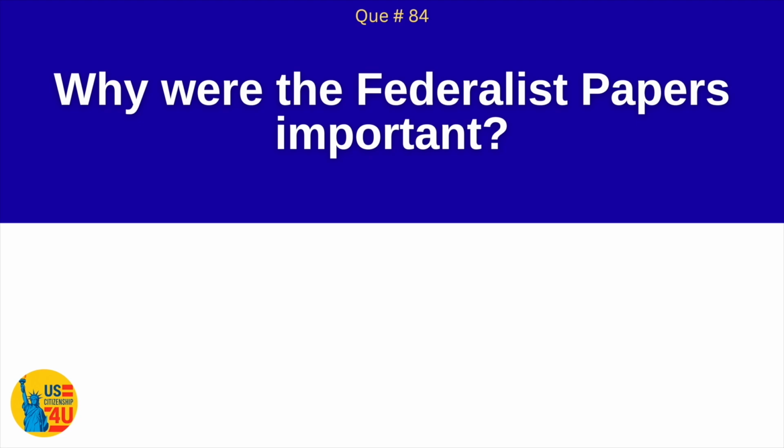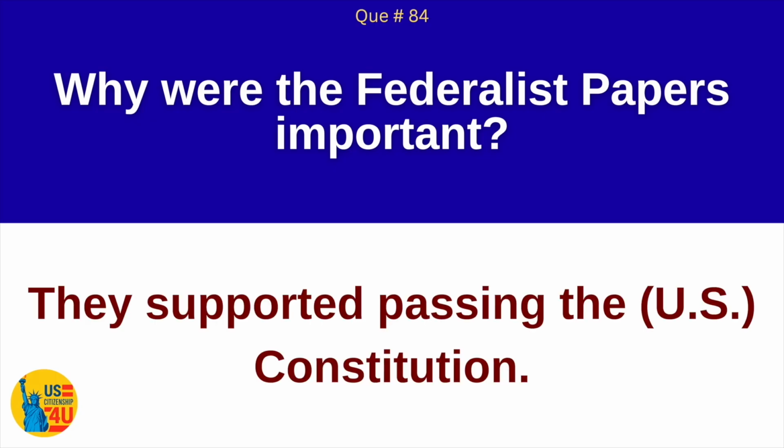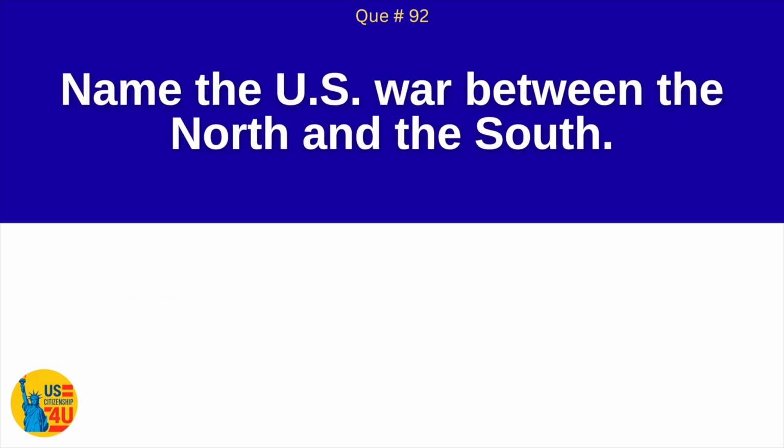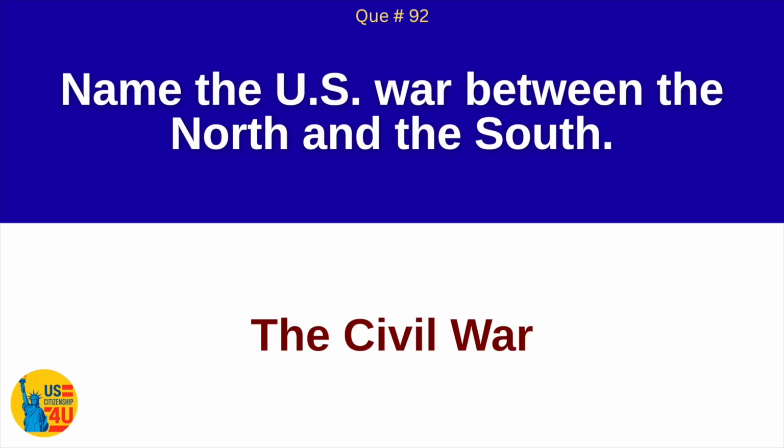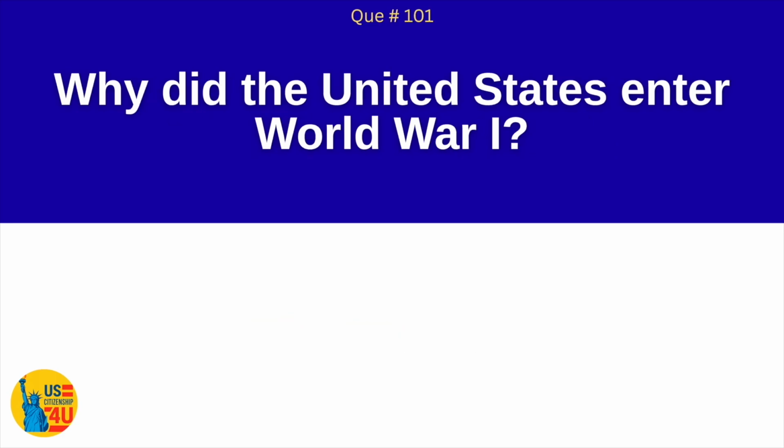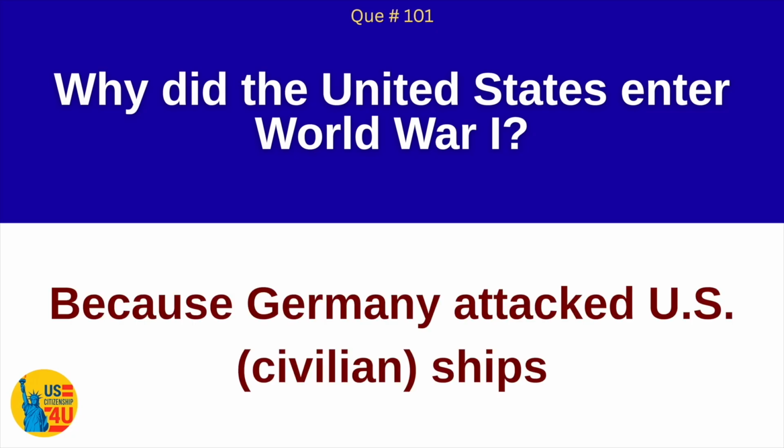Why were the Federalist Papers important? They supported passing the U.S. Constitution. Name the U.S. war between the North and the South. The Civil War. Why did the United States enter World War I? Because Germany attacked U.S. civilian ships.